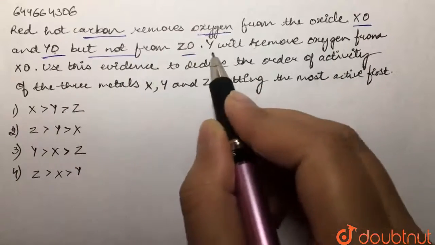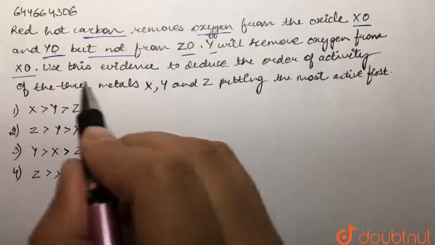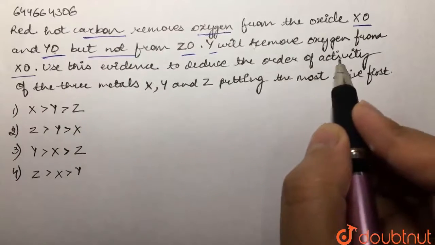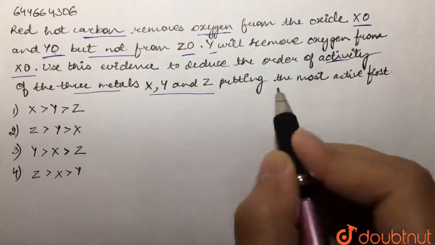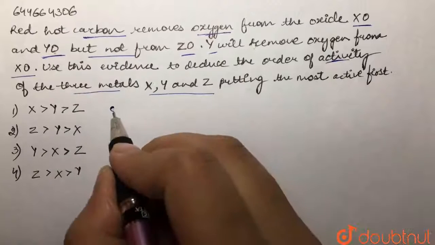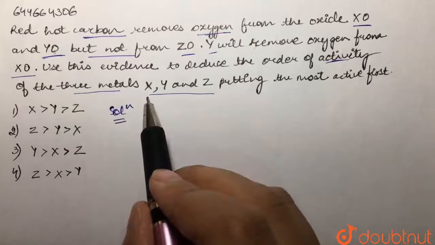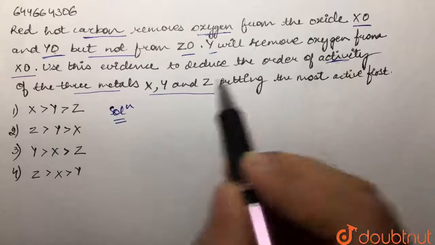Our question is: red hot carbon removes oxygen from the oxide XO and YO but not from ZO. Y will remove oxygen from XO. Use this evidence to deduce the order of activity of these three metals X, Y and Z, putting the most active first. So we are supposed to give the order of activity of these three metals X, Y and Z.